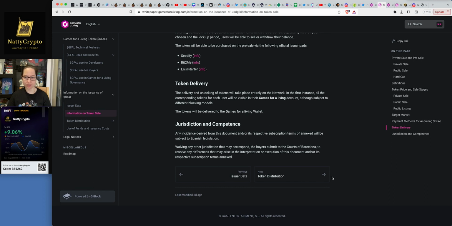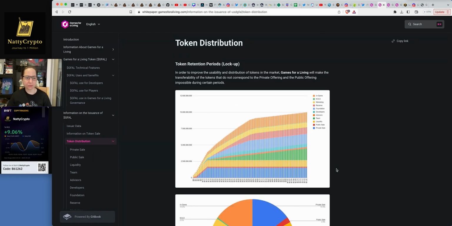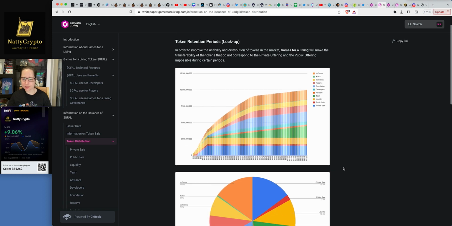Token delivery. The delivery and unlock of tokens will take place entirely on the network. In the first instance, all the corresponding tokens for each user will be visible in the Games for Living account, although subject to different blocking models. That explains why tokens will be delivered to the Games for Living wallet. Token distribution. So here you have it.